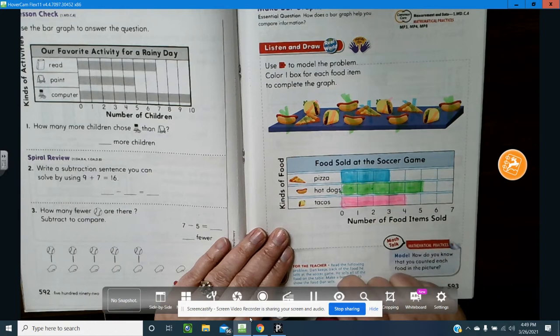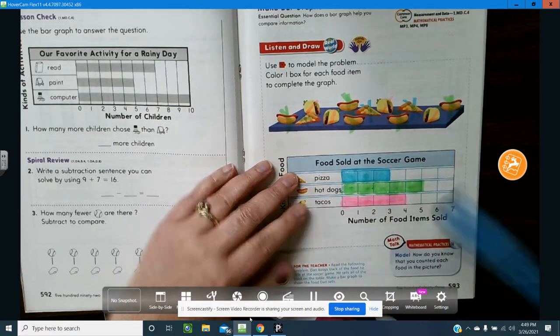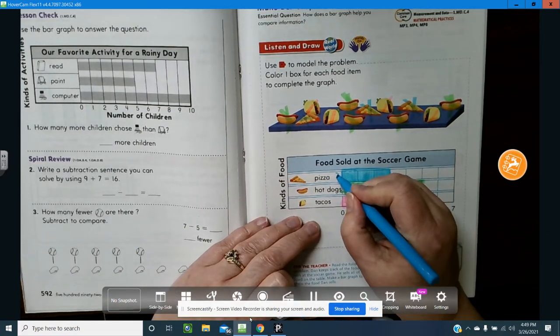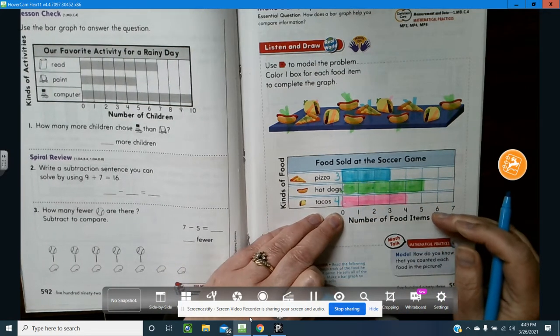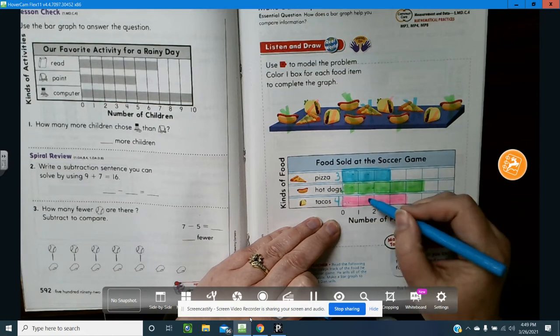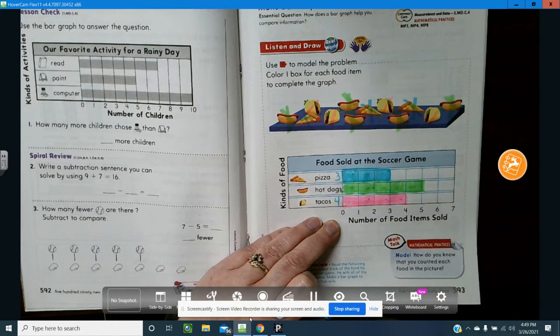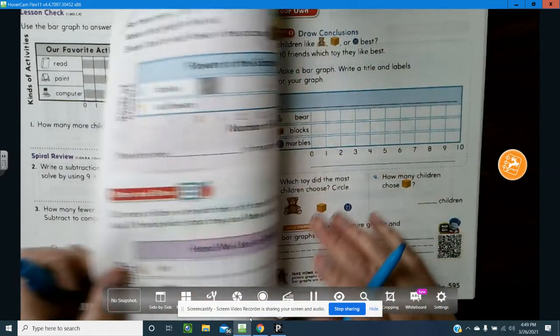Or you could answer a question like, how many pizza and tacos did he sell? So here's pizza and here's tacos. We could add that up. 3 pizzas, 4 tacos. 3 plus 4 is 7. 1, 2, 3, 4, 5, 6, 7. So you can even use them to do add and subtract problems. Turn the page.